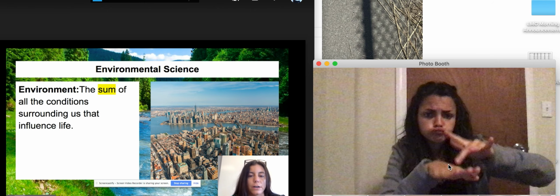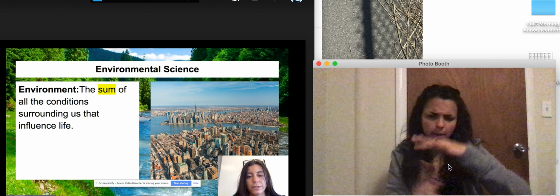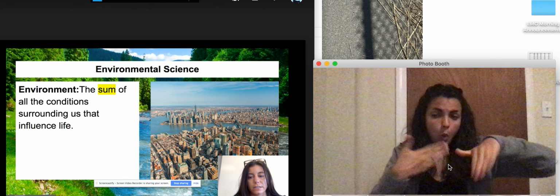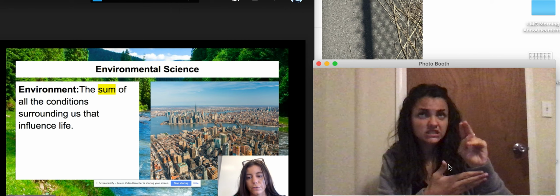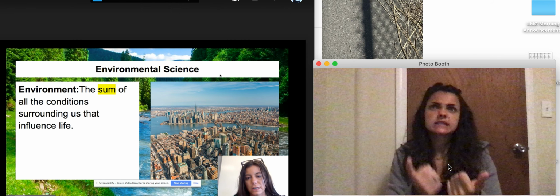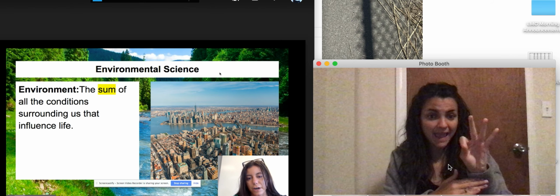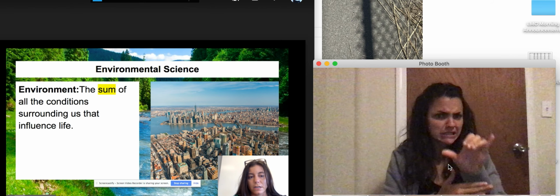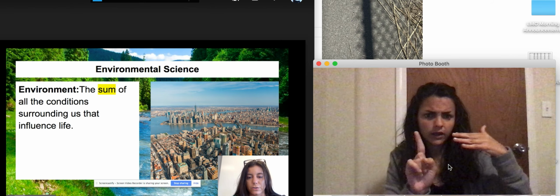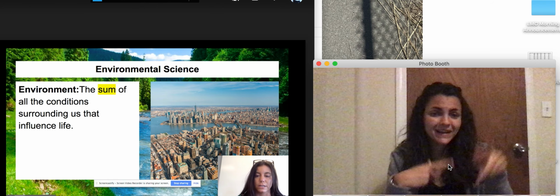So what is the environment? The environment is the sum of all the conditions surrounding us that influence life. So if you look at this picture of the city, right? If you live in the city, that still is the environment. What are the components? What are the conditions that surround them that influence life?